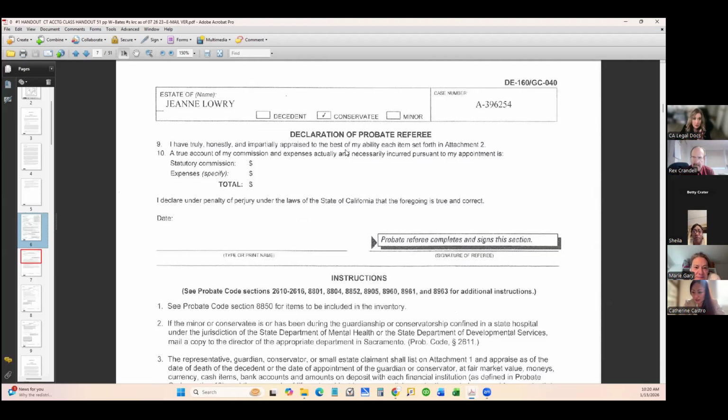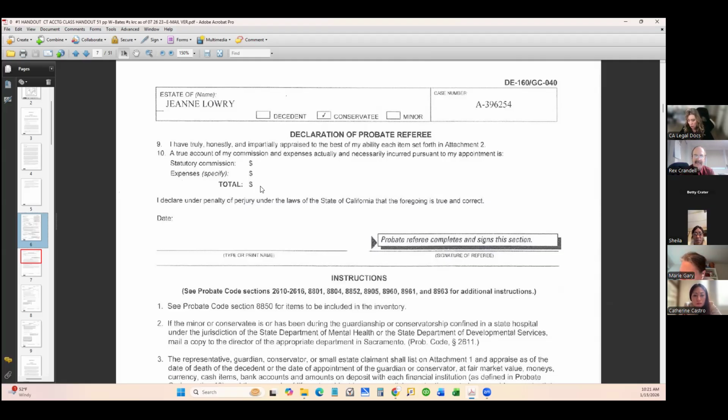Okay, so page 2, we're almost done, and then I'm going to send this over to Rex. Page 2 of the DE 160 is what the probate referee will fill out. The probate referee will have a number here. The statutory fee for a probate referee, I think, is 0.1% of the value of the assets that they value. So they will take the total amount on attachment 2 and they will give their statutory fee. They will add any expenses in, which could be mileage, toll, or if they had to purchase maps, whatever they needed to do their valuation, they will put that expense here.